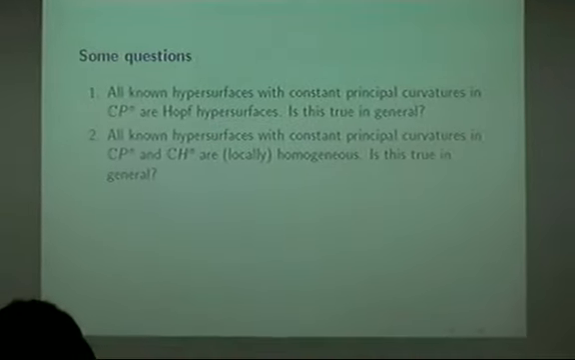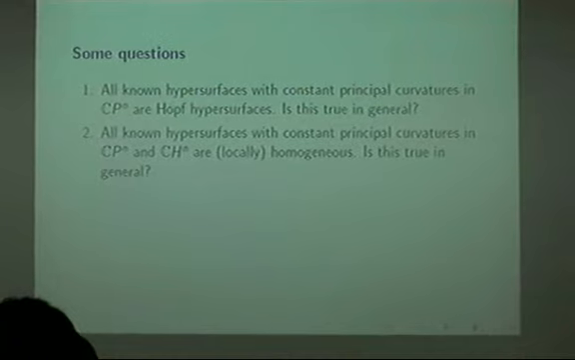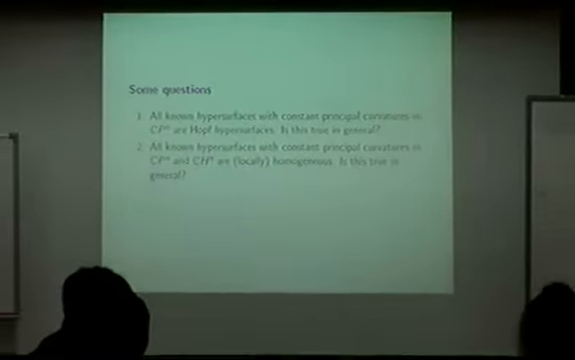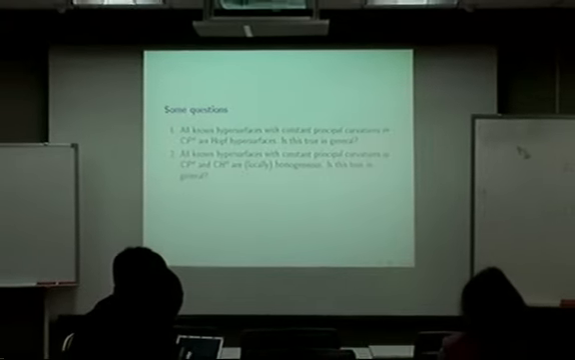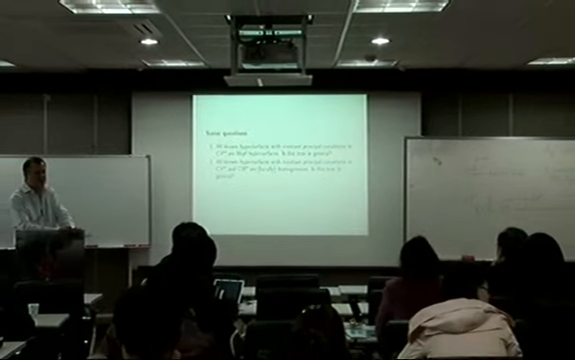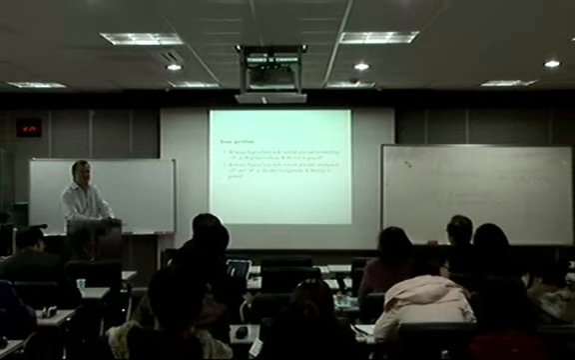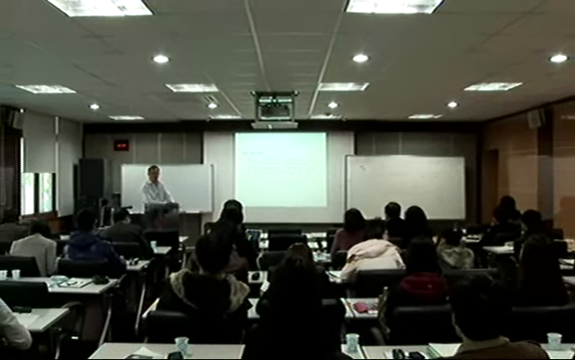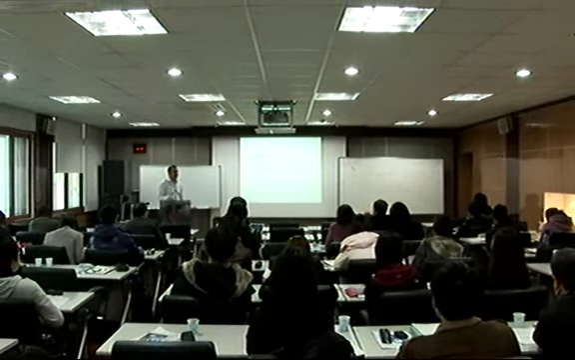And in both spaces, all known hypersurfaces with constant principal curvatures in complex projective space and complex hyperbolic space are locally homogeneous. Is this true in general? So it's again my question of trying to find, are there any inhomogeneous hypersurfaces? Yeah, that's an open problem. An interesting open problem.